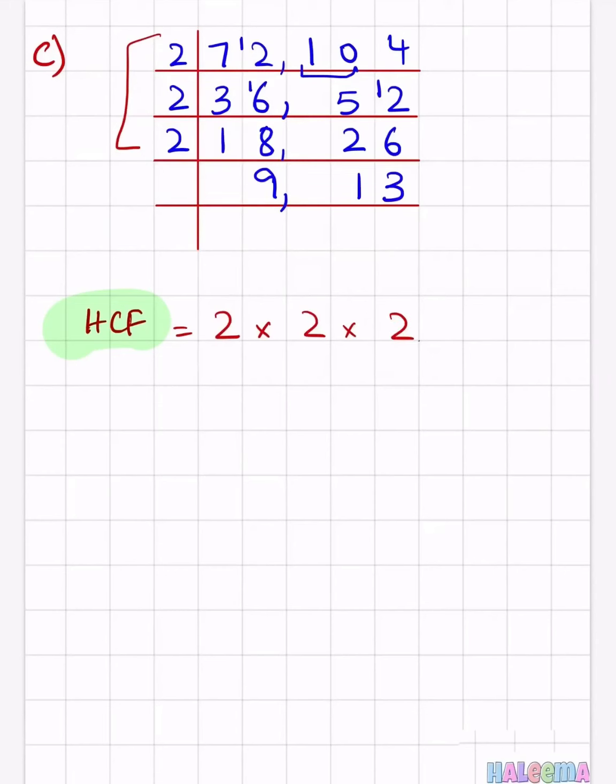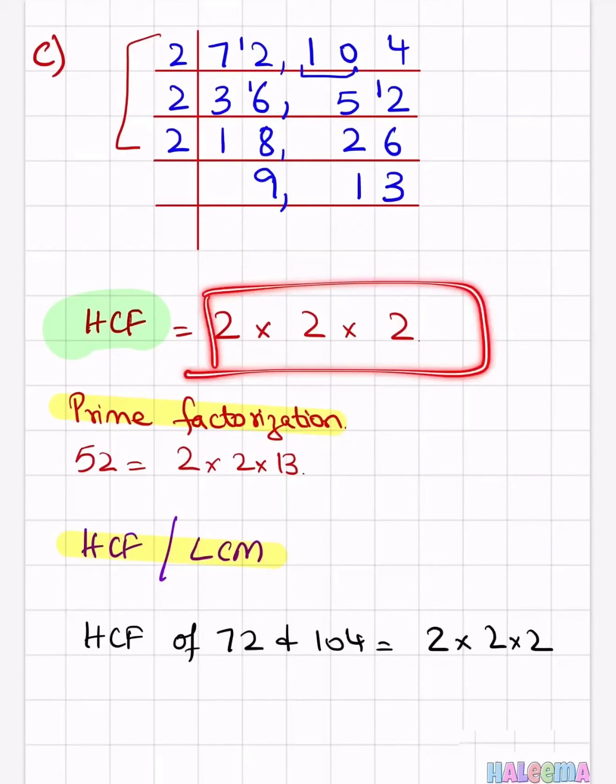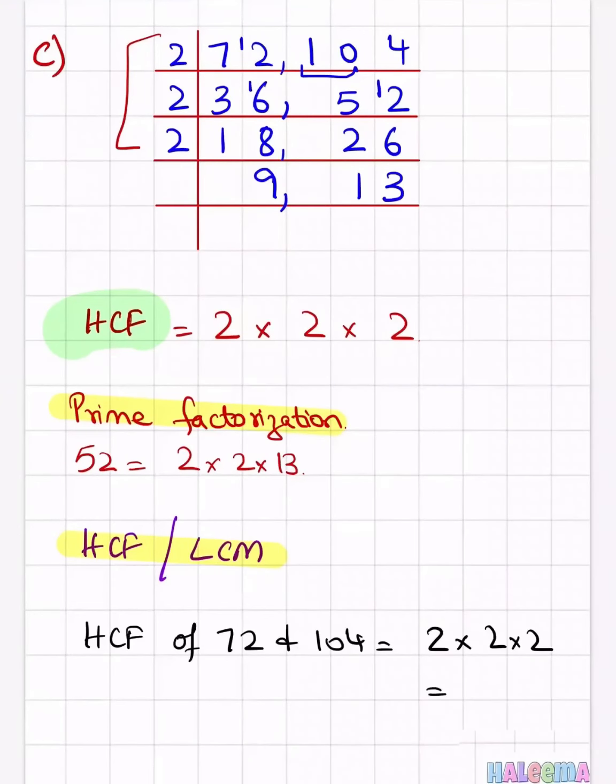This is something really important that I have to tell you. While we were doing the prime factorization, we were only writing the numbers down, right? For example, the prime factorization of 52 was 2 times 2 times 13. This is the prime factorization, okay? Now, when we're doing the HCF or LCM, whenever we say that the HCF or LCM of this number is something, we have to multiply it to get the answer, right? For example, when we wrote the HCF of 72 and 104 is 2 times 2 times 2, we have to multiply and write the answer.